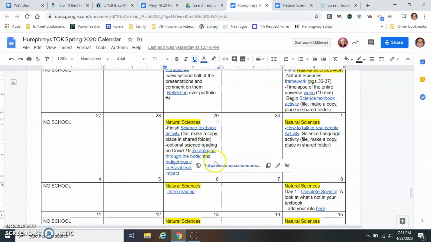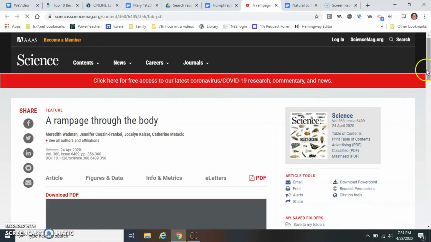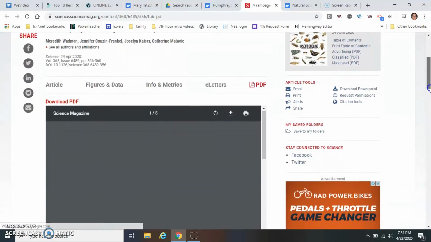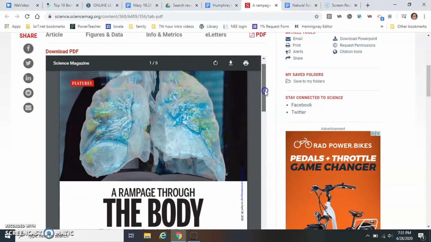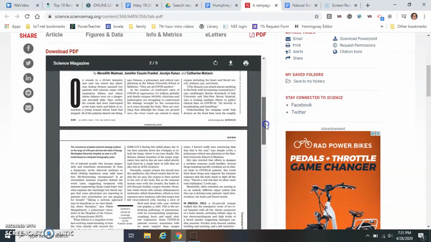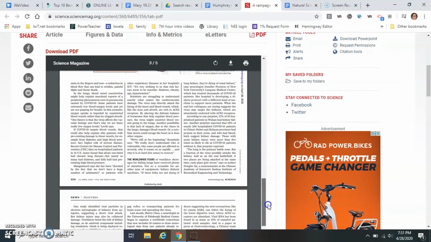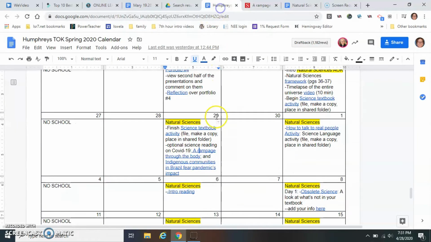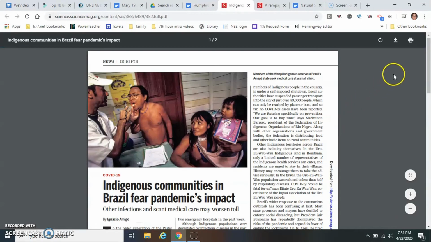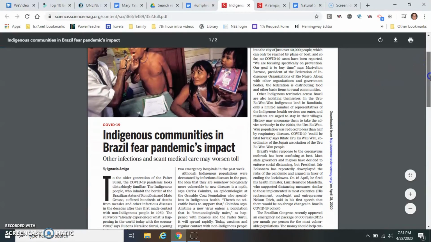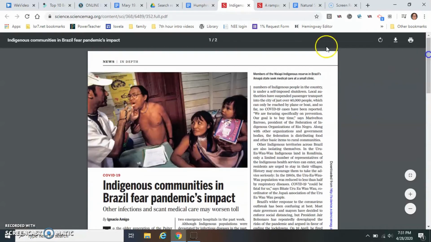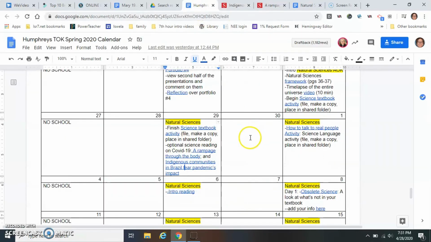I'm quickly going to click on these links, and it should take you, I'm hoping, to the PDF from this particular journal. Just some interesting reading about COVID-19 from a science journal. Same thing with the next one, from the same journal. This one talks more about the indigenous community's impact, and it is a little bit shorter. So just some reading for you there.